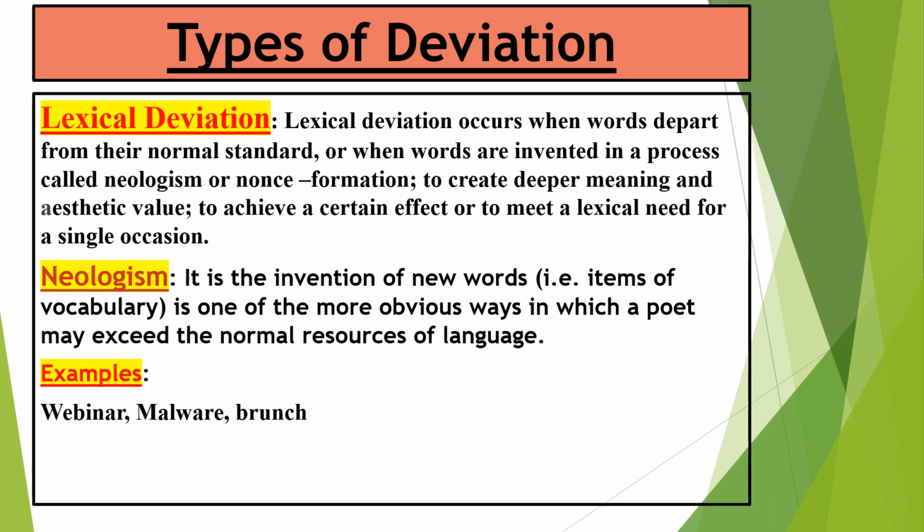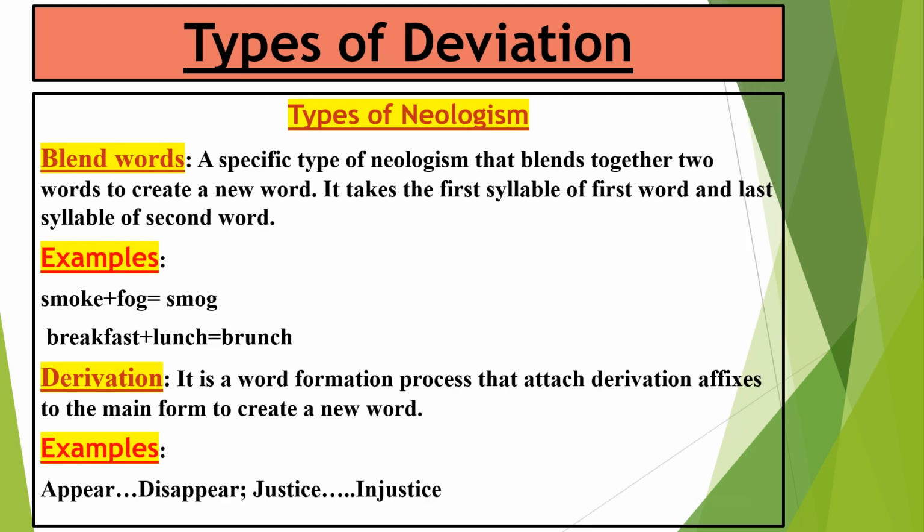For example, the first type is neologism, and neologism is the invention of new words. Items of vocabulary are one of the more obvious ways in which a poet may exceed the normal resources of language. And over here we have webinar, malware, brunch, and all these words you could take as types of neologism, and we will talk about those types.